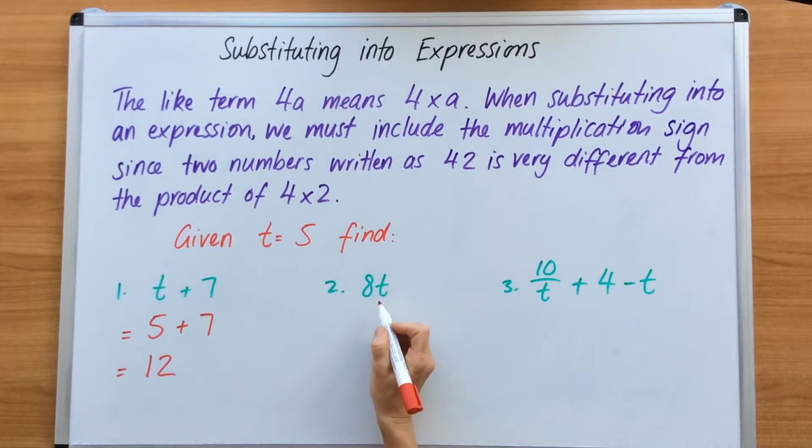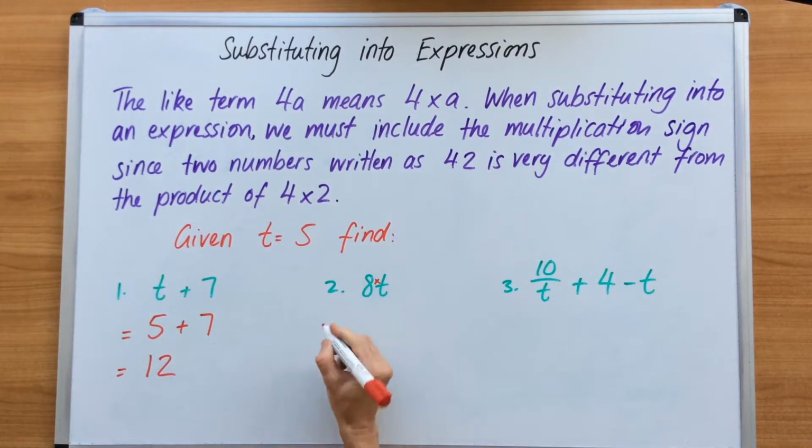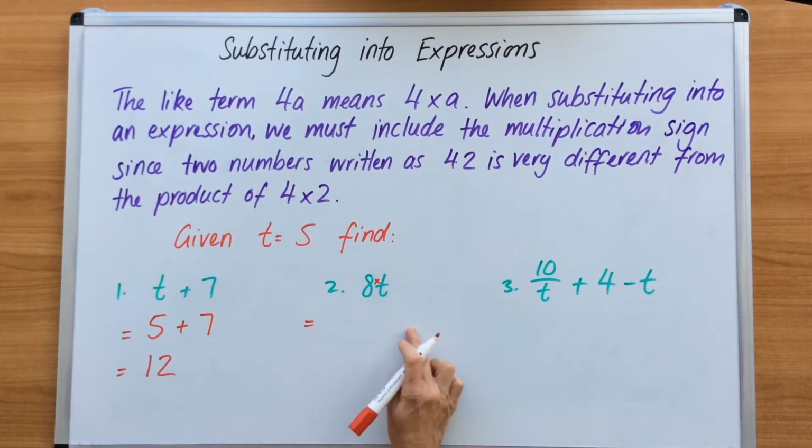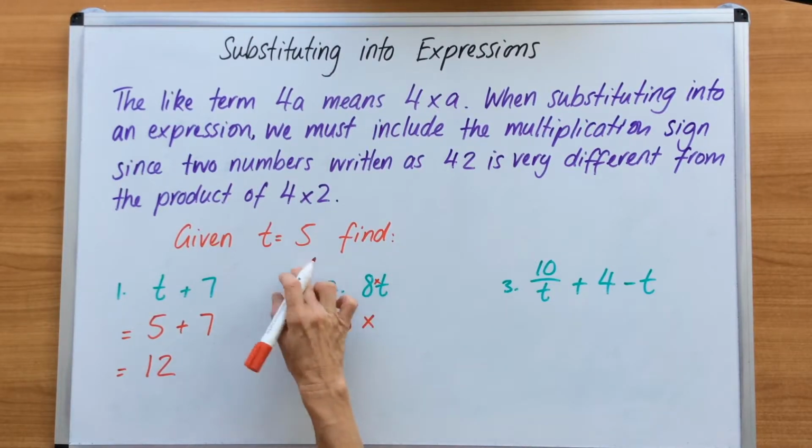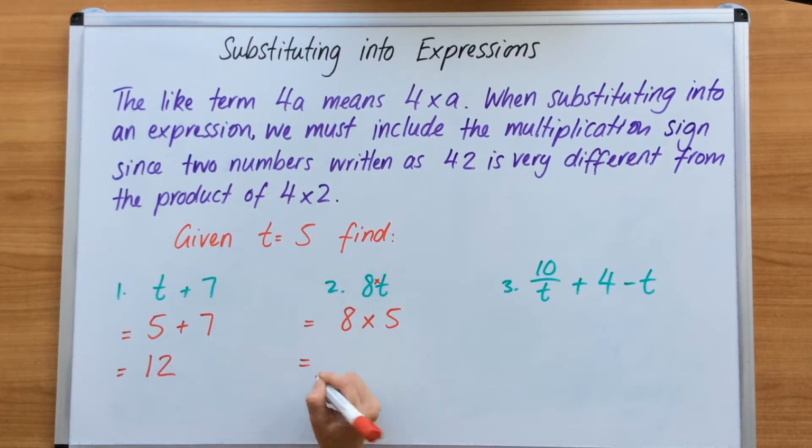This one here, 8t, really means 8 times t. Between the number 8 and the pronumeral t is an invisible multiplication symbol. So I put my equal sign and I prepare for my substitution line. I drop down the 8. I must put the multiplication symbol in here, and I replace t with the value of 5. Keep working down the page, put an equal sign. 8 times 5 is 40.